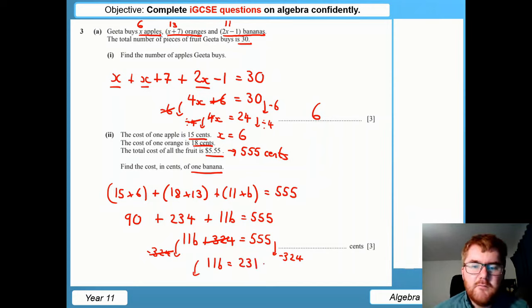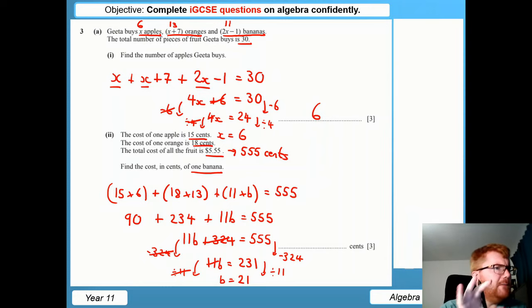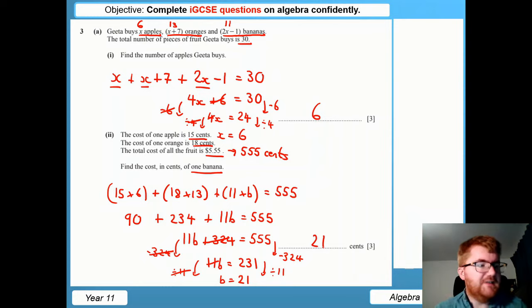And then we don't like times 11b, so what's the opposite? Divide by 11 on both sides. And if you get a whole number here, that is probably a very good sign. So we get b on the left hand side and we get 21 on the right hand side. If you get a whole number, it's always a good sign. So we're going to pop that in as our answer for 3 marks.